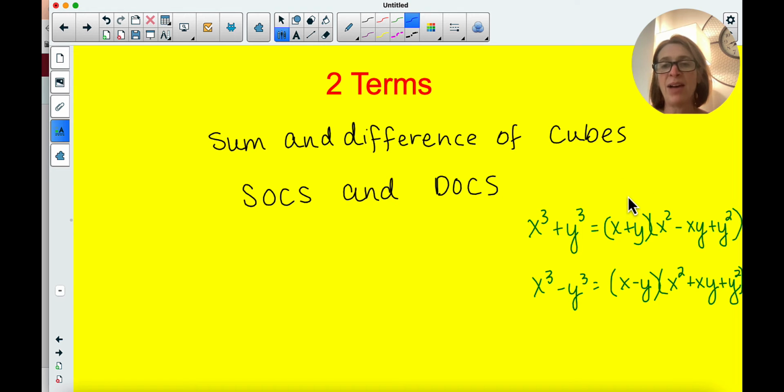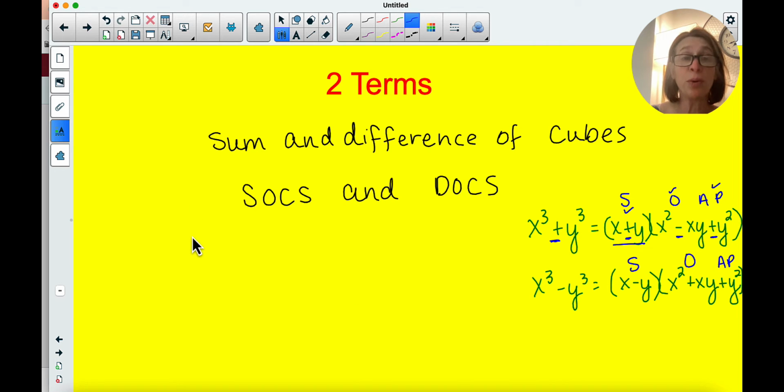So I always like to use the mnemonic SOAP to help me. This first term here is going to have the same sign as the original. This one's going to be the opposite of the original, and this one's always going to be positive. So same sign, opposite sign, always positive. Works for minus as well. Same sign, opposite sign, always positive.